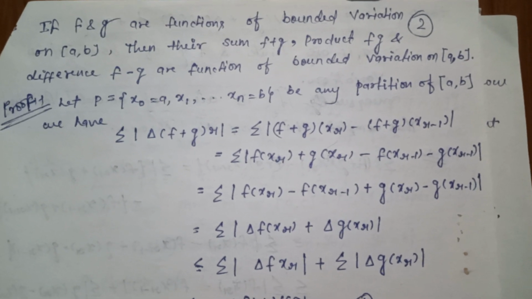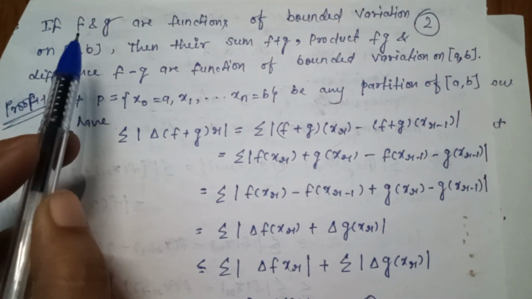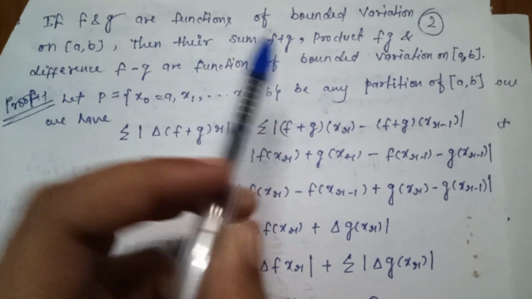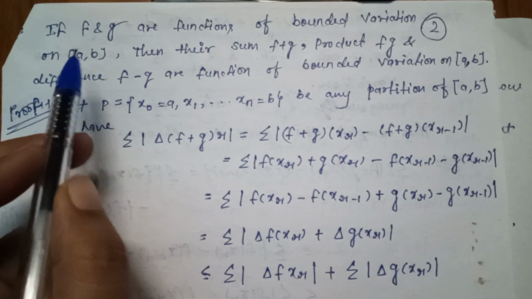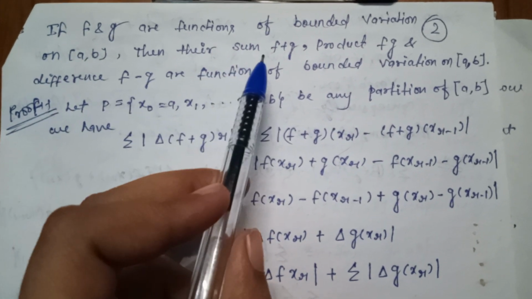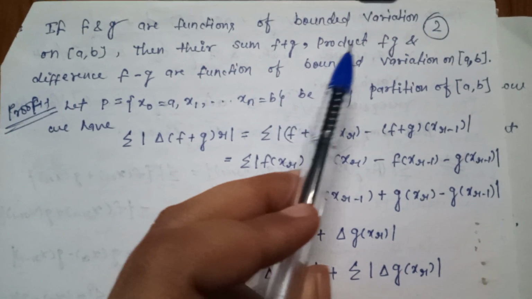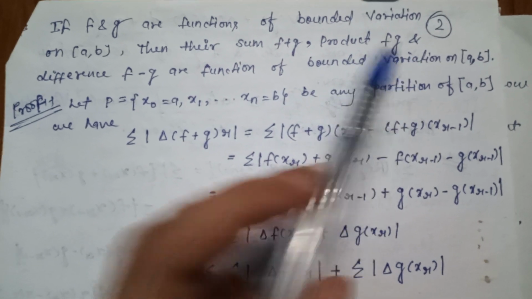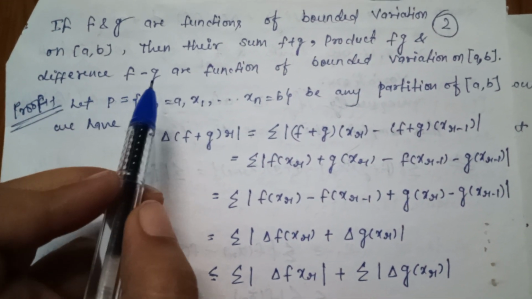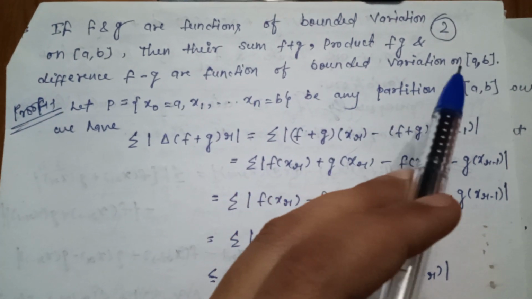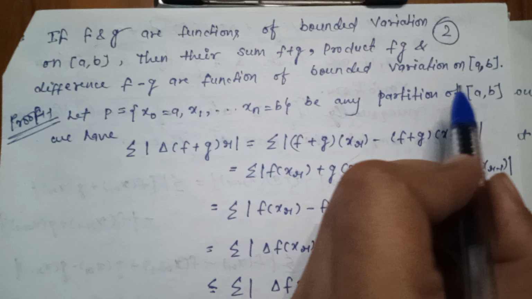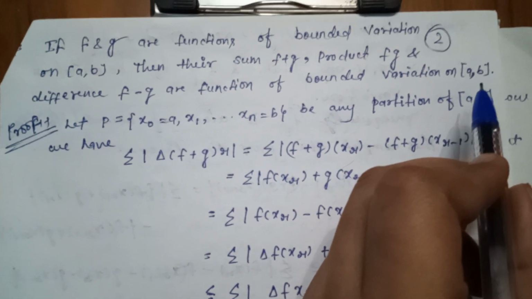Now there is a theorem. If f and g are functions of bounded variation on closed interval [a, b], then their sum f plus g, product fg, and difference f minus g are functions of bounded variation on closed interval [a, b].